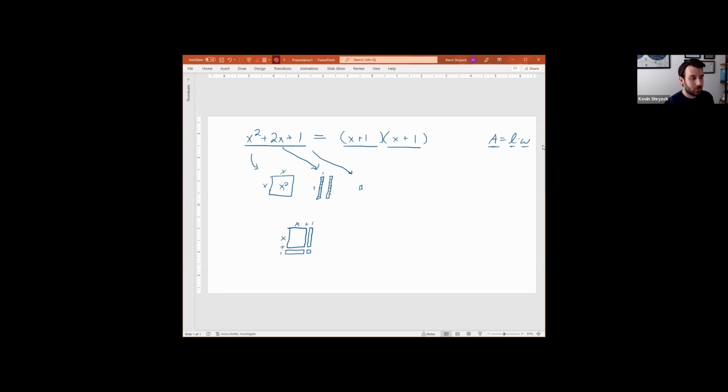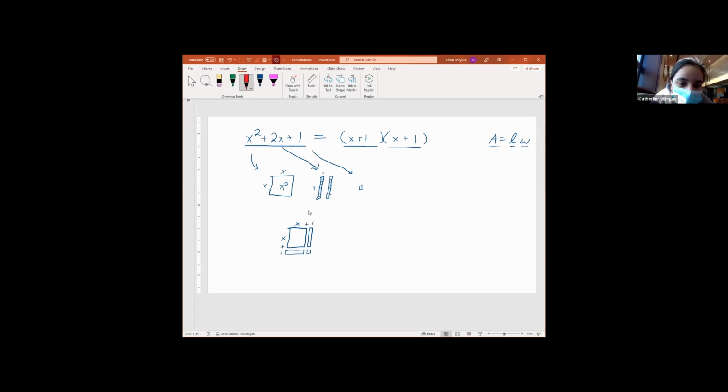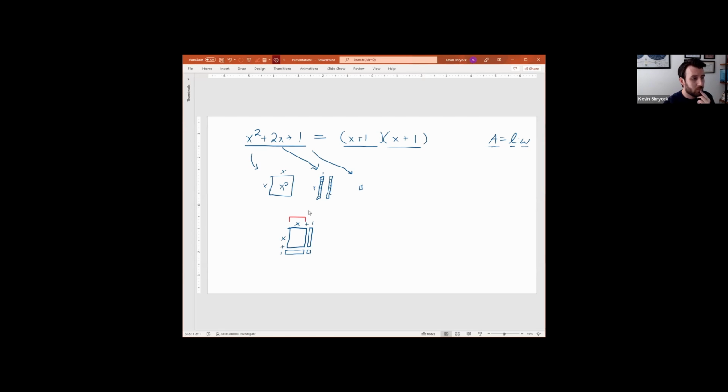So how did you get the x plus 1? Yep. This right here is a width of x, right? It's exactly what you would do if it was any other numbers, right?